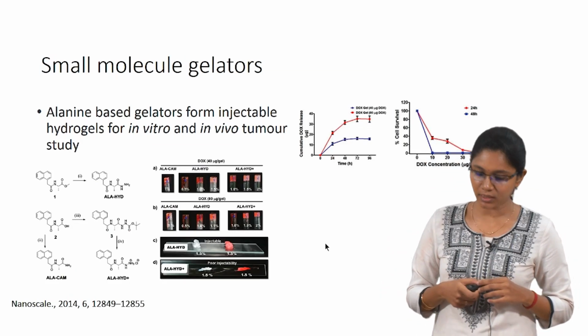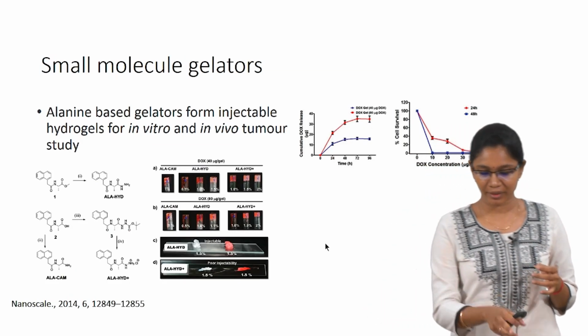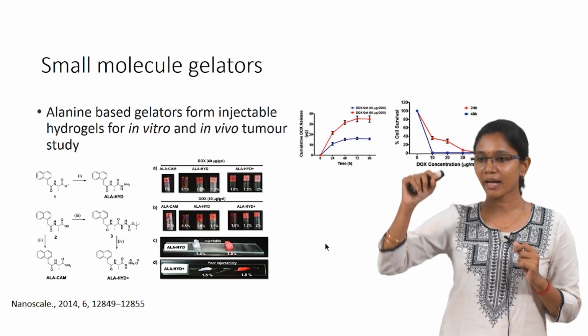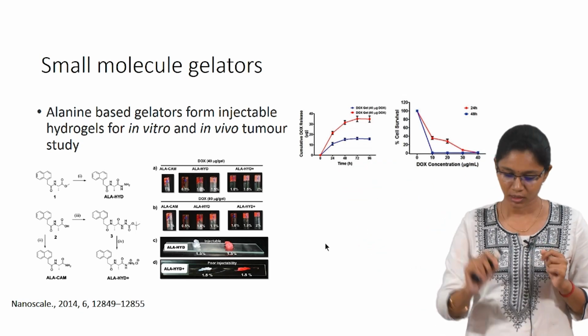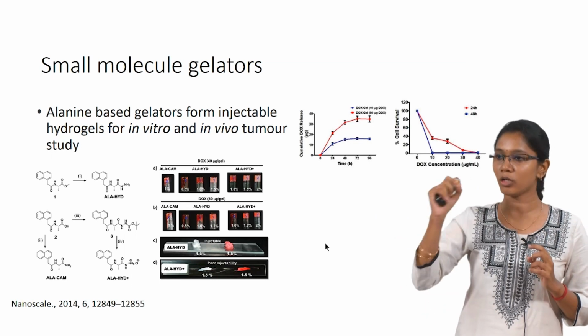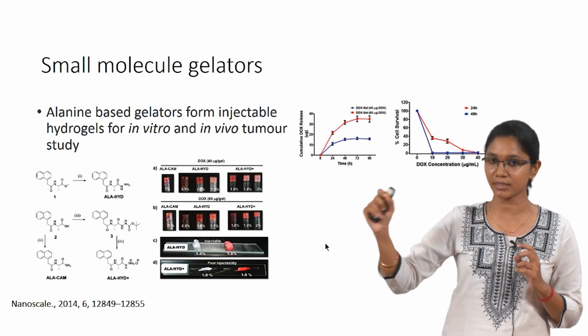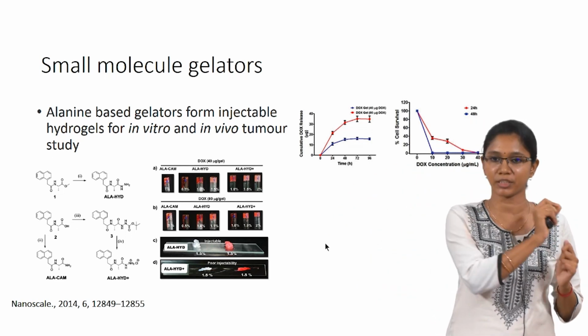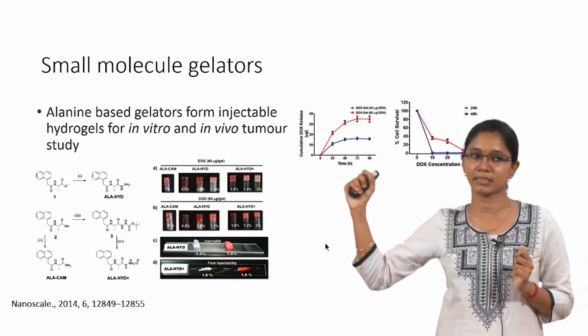So, these are other small molecule gelators where we have alanine. Alanine is the core molecule, and they have small terminal modifications. Here the interesting part of the paper is that they have made very small modifications to the terminal segments, showing how small chemical modifications alter the self assembly pattern of your system.